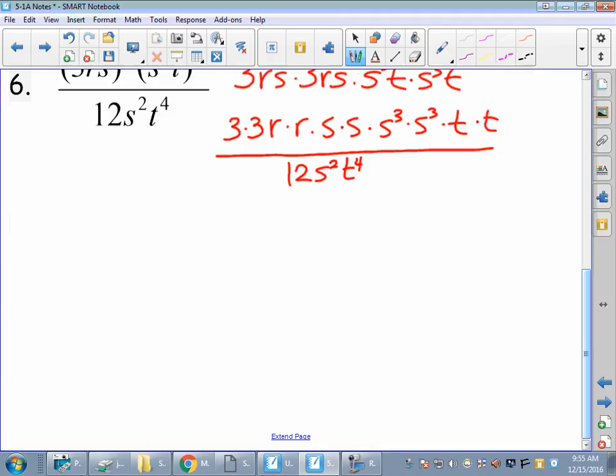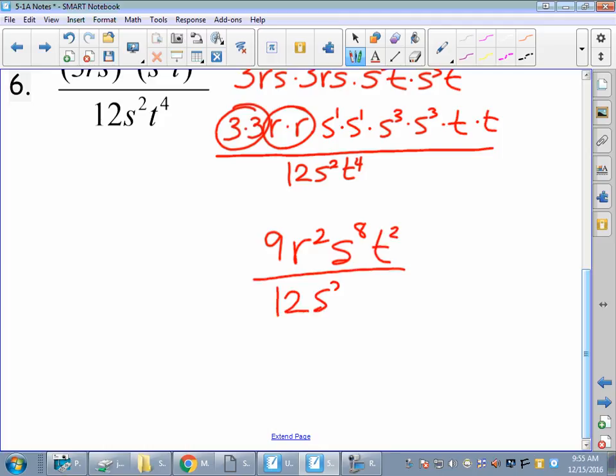I'm going to put together the top. So I've got 9 from my 3 times 3, R squared from my 2 R's, and then I have 1, 2, 3, 4, 5, 6, 7, 8 S's, and I have T squared over 12 S squared T to the 4th. Think of this fraction in different parts. You don't have to necessarily write them down in different parts, but simplify 9/12. R squared doesn't really have any other R's. S to the 8th over S squared and T squared over T to the 4th. So if you put the like things together, you can kind of do that in your head.